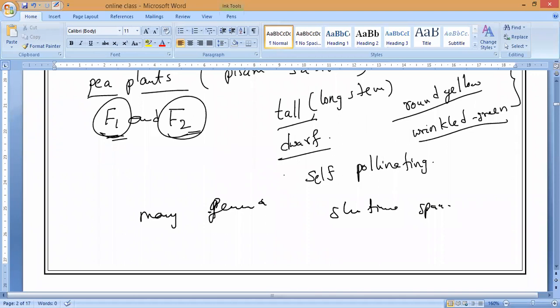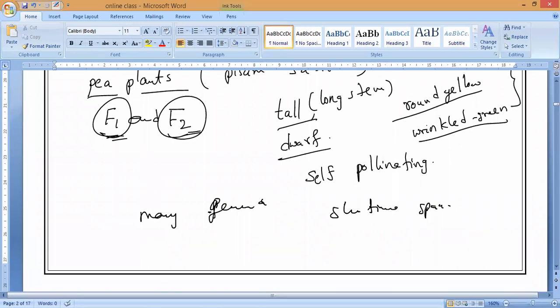So they can easily produce the offspring by self-pollination. And the third one, many generations of pea plants can be produced in a very short time span, and it is much easier to study than animals. So these are the three reasons why he has chosen the pea plants.